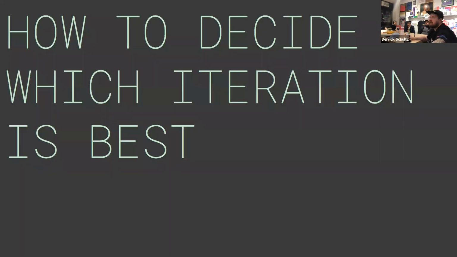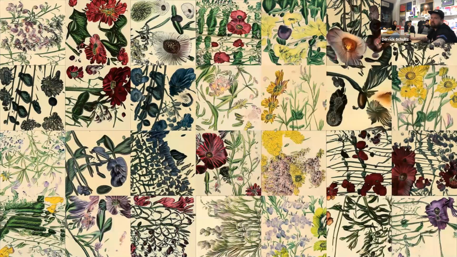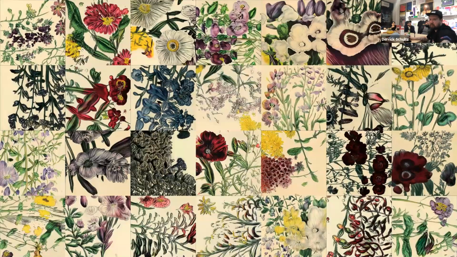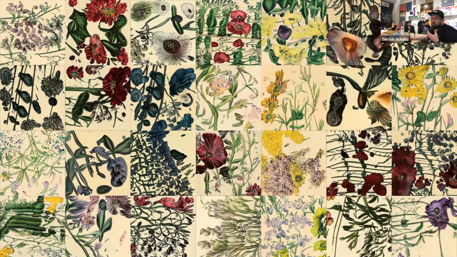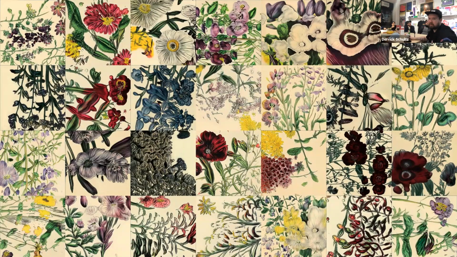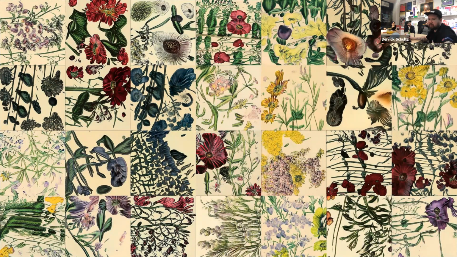Okay, so the question I'm always asked is how do I decide which iteration is best? This is purely an aesthetic thing. Basically we've got two fake outputs from here. How would I pick between these two? For me, it's fairly easy. If I want something more realistic, I'm going to go with this latter data set. If I want something less realistic, I'm going to go with this.